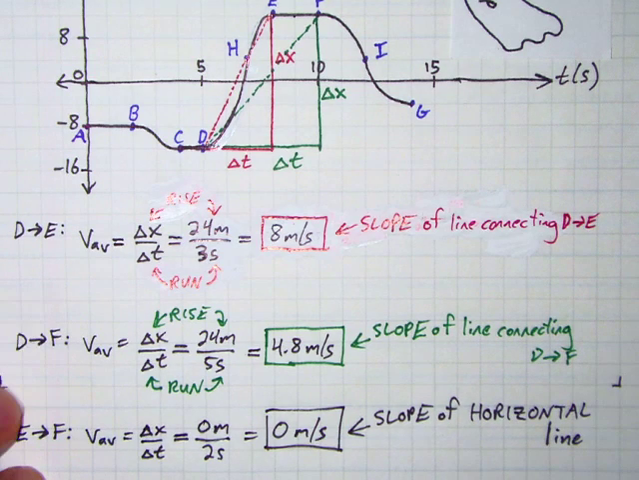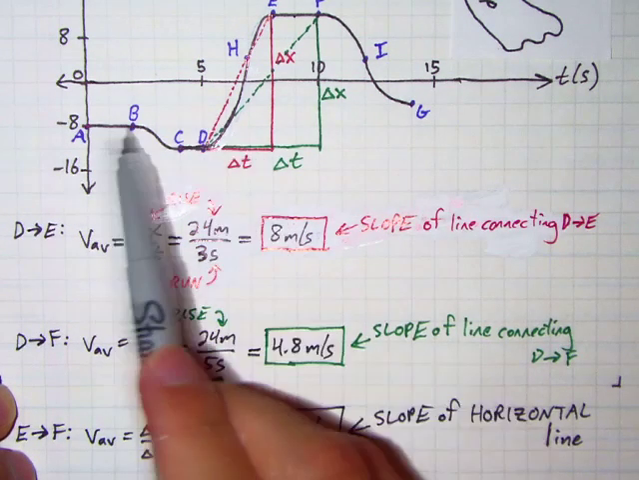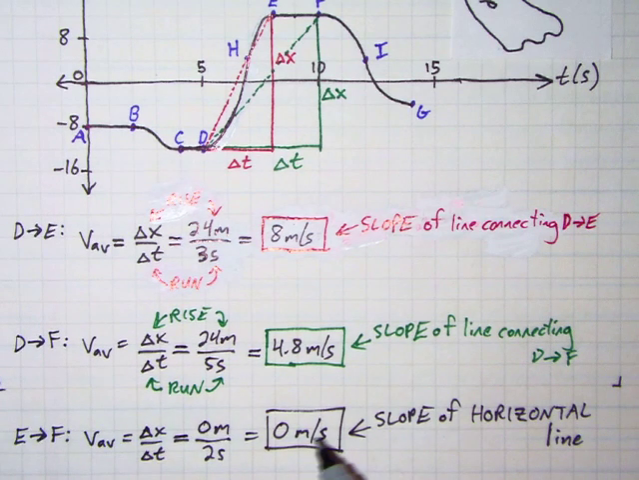When an object is stationary, when it's not moving, its motion on a position versus time graph is a horizontal line, the slope of which is 0. Therefore, the average velocity is 0.